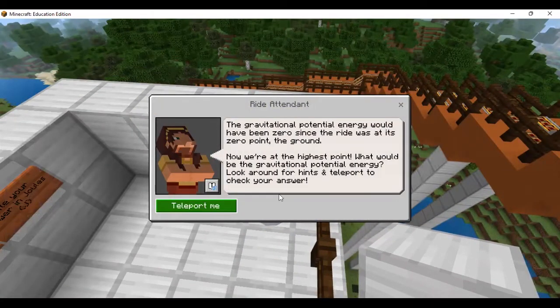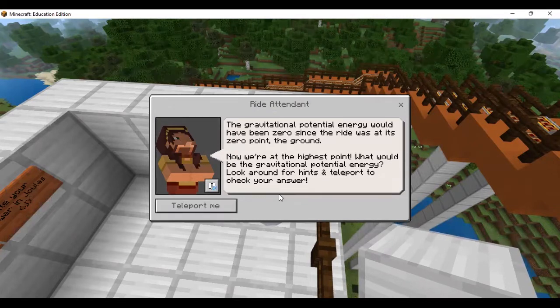So each time when you're solving a problem, students will be able to teleport to the next location, and at that next location, they're going to get their answer to the problem that they just solved.